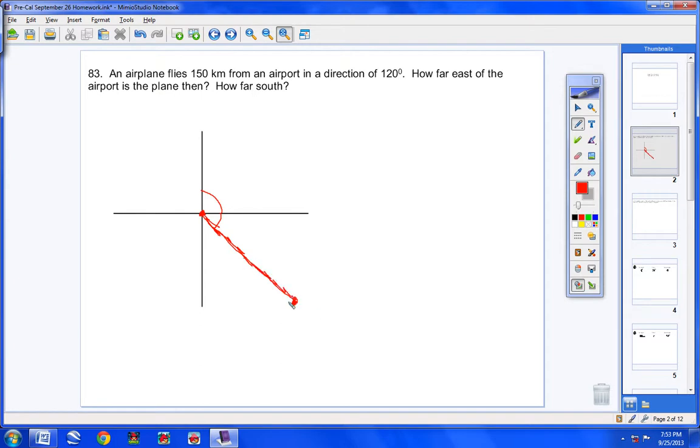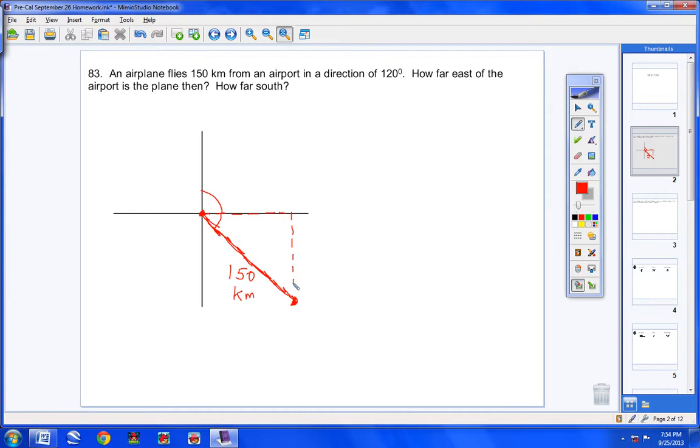Now what is the distance of this line? Well, it's the distance the airplane has traveled. And the airplane has traveled 150 kilometers. So we'll put 150 kilometers. Now, we're looking for how far east of the airport is the plane. So we know we're looking for this direction here. And how far south, so downward.